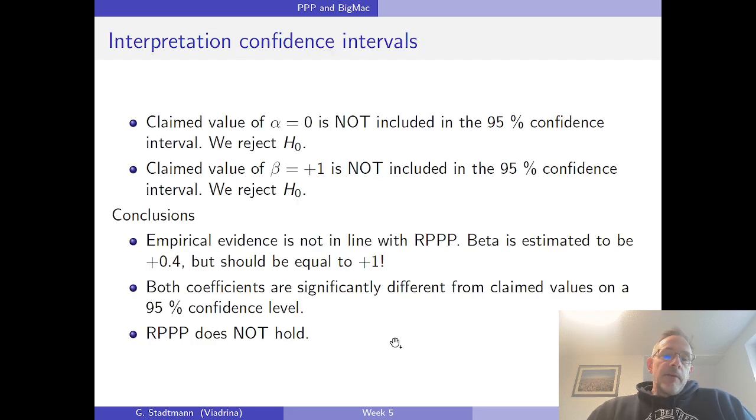So the empirical evidence is not in line with relative purchasing power parity. Beta is estimated to be a positive 0.4, but it should be equal to a positive 1. So both coefficients are significantly different from the claimed values on a 95% confidence level, so relative purchasing power parity does not hold.